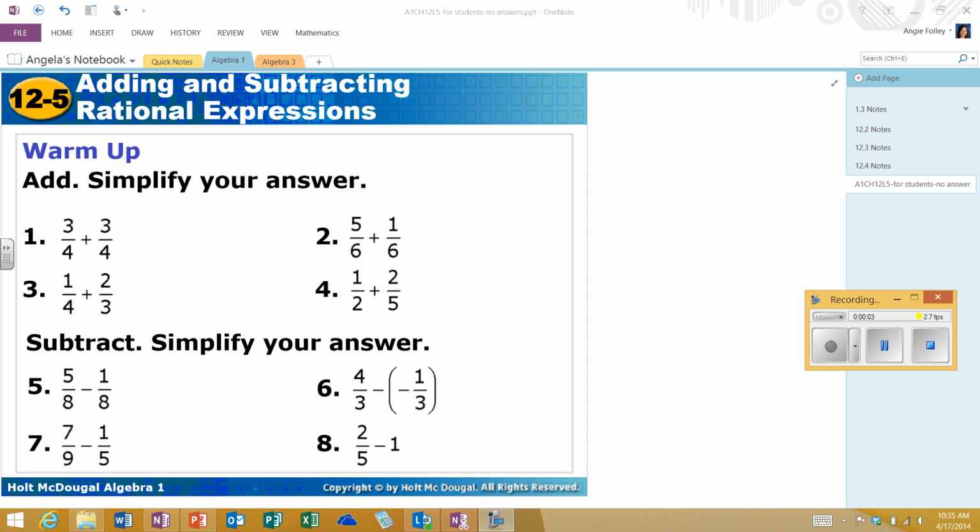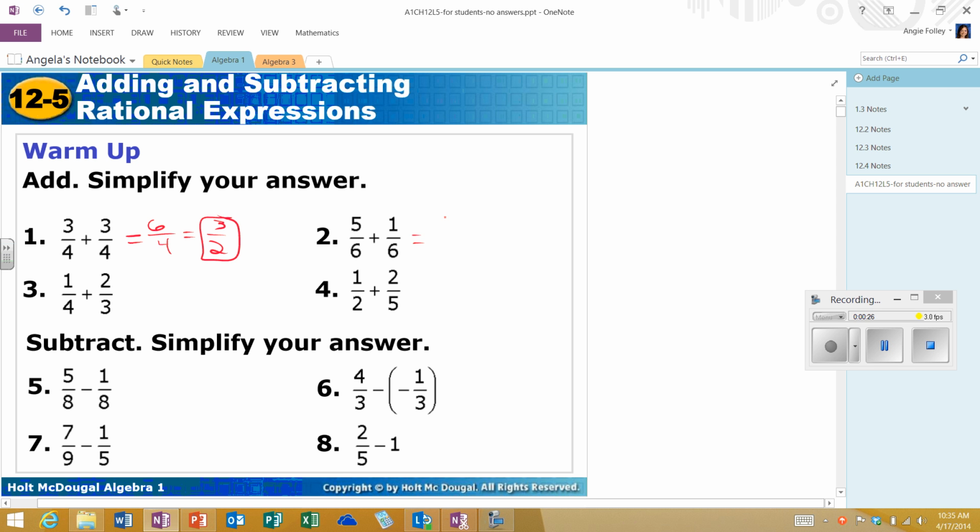Okay, we're on Algebra 1, Lesson 12.5, adding and subtracting rational expressions. So let's start with our warm-up. We're just adding fractions. I know you guys love fractions, so let's really pay attention to all this. All right, so because I have a common denominator, I can just add straight across. So I get 6 over 4, which if I simplify it is 3 over 2.